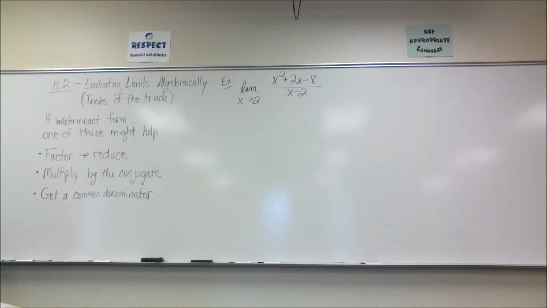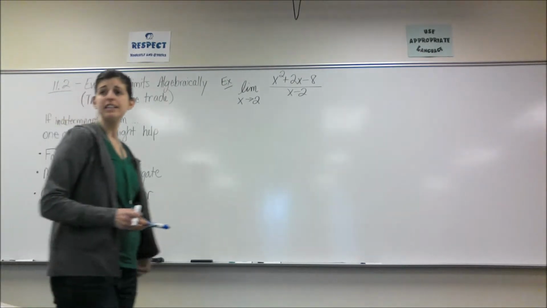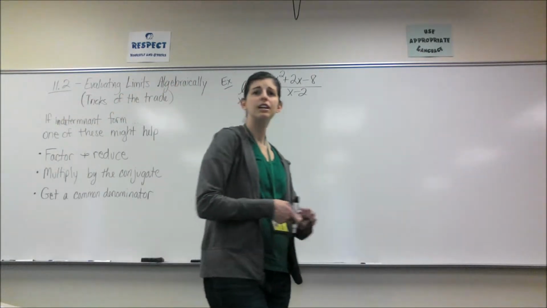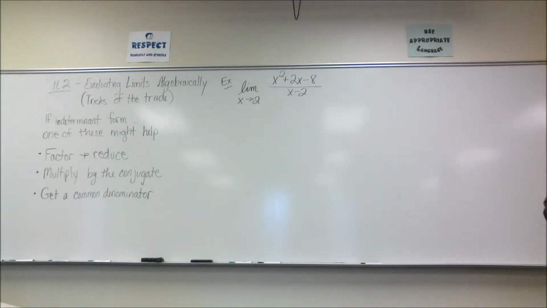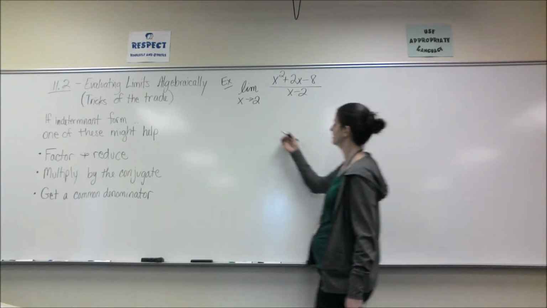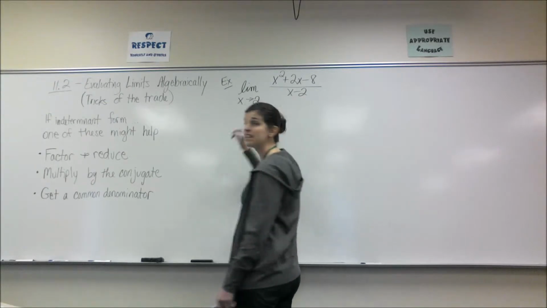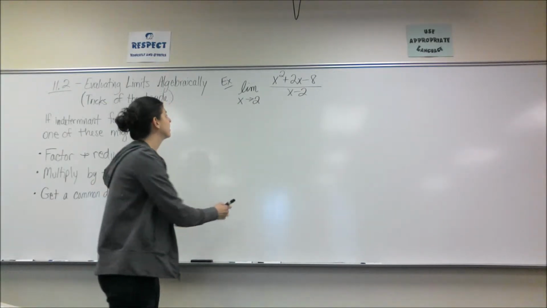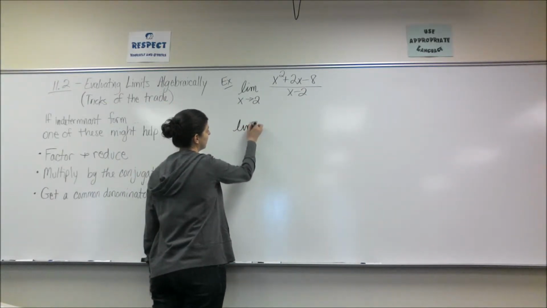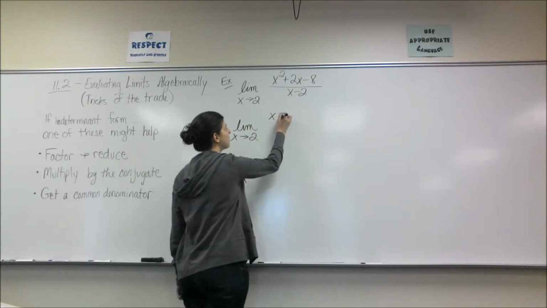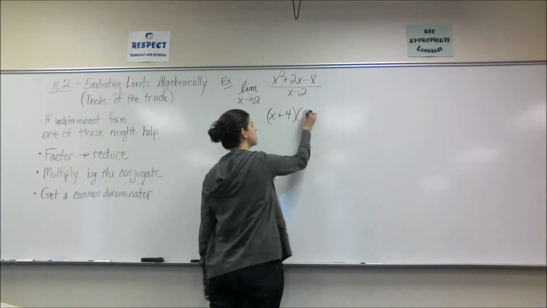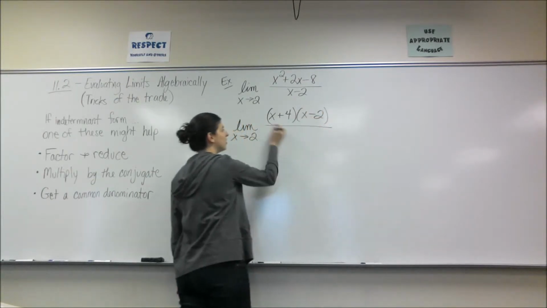So we can factor and reduce. Maybe we can factor and reduce. There's a hope of factoring, isn't there? Because we have a polynomial involved. So does x squared plus 2x minus 8 factor? The top one, right? Is the top expression factorable? The limit as x tends to 2 of x plus 4 times x minus 2 all over x minus 2.